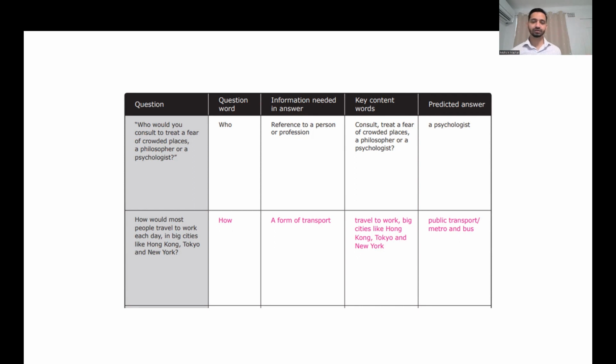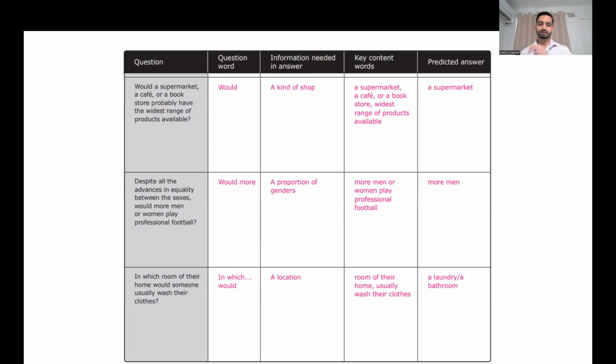So this is from your intuition. You need to know what your answer would be. What is a possible answer? Okay, and public transport is a mode of transportation, isn't it? All right, talking about the next question. You might have guessed it. The question word here is would. The information needed is an answer.